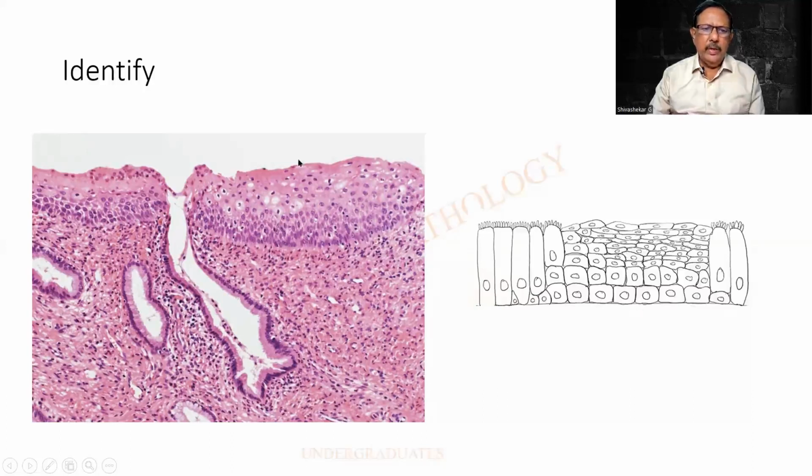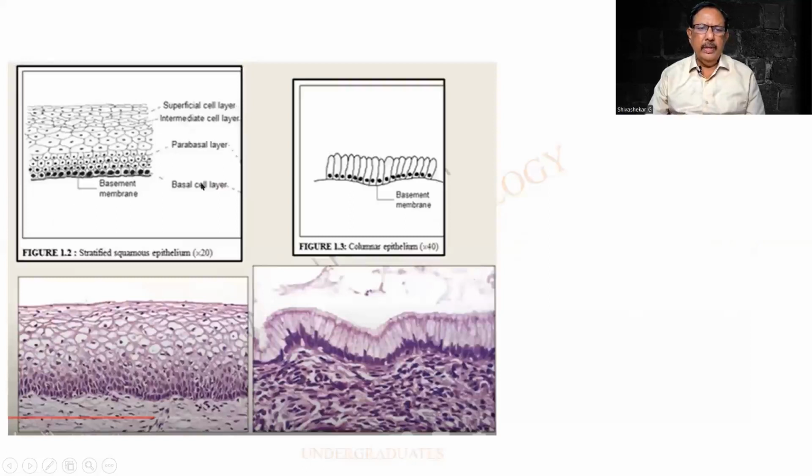In this case, what are we seeing? I am finding stratified squamous epithelium, then the columnar epithelium, and again the stratified squamous epithelium. This is a diagrammatic representation of your columnar epithelium and the squamous epithelium. The same is shown in a histological picture from my rats.